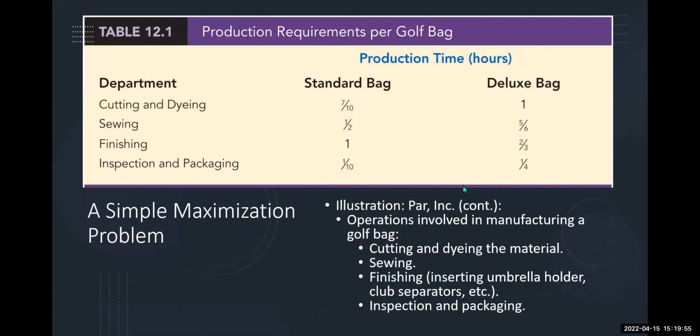Okay, so this is a requirement to produce the golf bag. This is very simple. Every golf bag, whether medium or high price, is a standard bag for medium and a deluxe bag for high price. Every bag, for both categories, will go through these 4 departments: cutting and dyeing, sewing, finishing, and inspection and packaging. So these are the 4 departments.